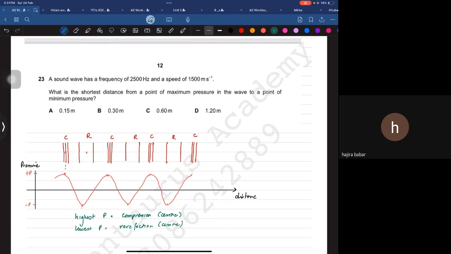Now, this question that you see right here is an interesting question. Basically, it says a sound wave has a frequency of 2500 and speed. Could you guys help me find the wavelength for that? I'm saying at the center of compression because particles are pressing each other, you'll have highest pressure. Rarefaction means the particles are going away from that, so you will have lowest pressure and so on. Get it? Now, can you please help me find the answer? Let's do that.